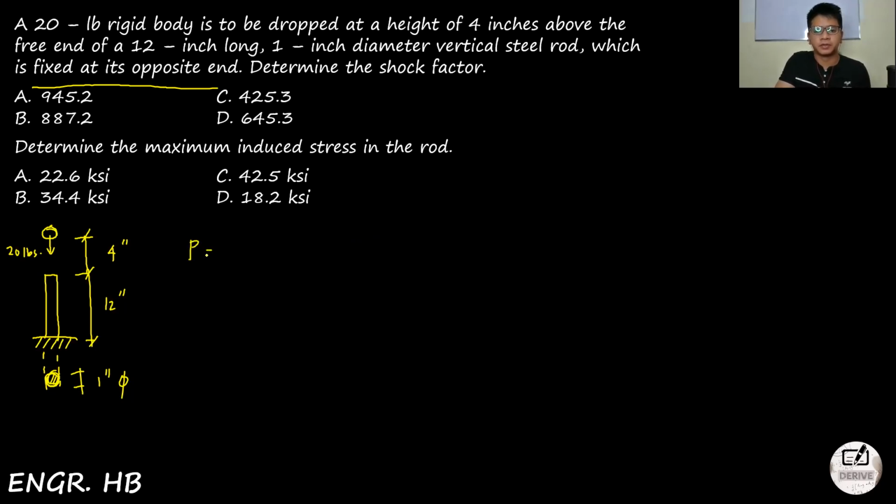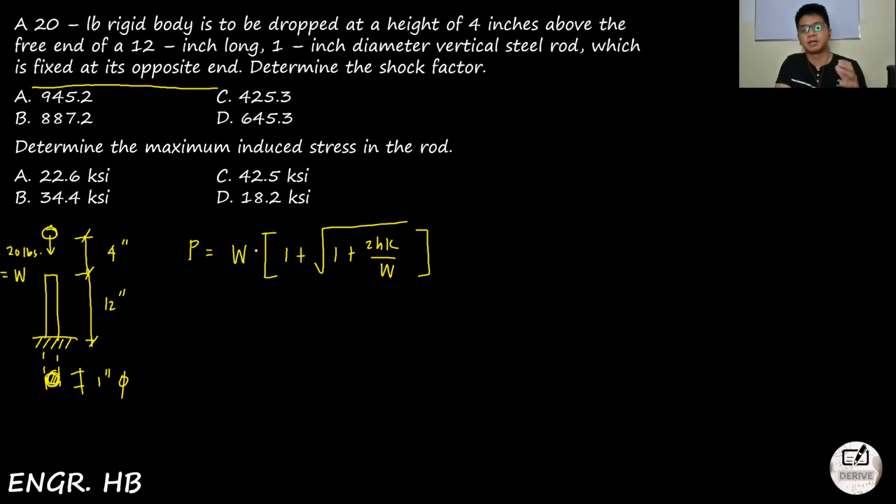So first, I'm going to write the formula for the impact load equivalent. Ito yung letter P mo. P is equal to W multiplied by 1 plus the square root of 1 plus 2HK over W. Ibig sabihin, itong W is the weight nung babagsak, yung 20 pounds, no? At yung H, yun yung height ng babagsakan, which is the 4 inches. Si K is spring constant, so it is different on each scenario.